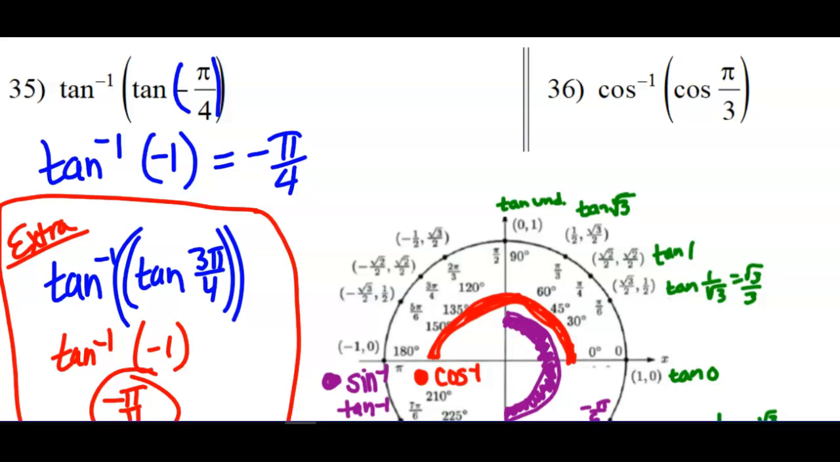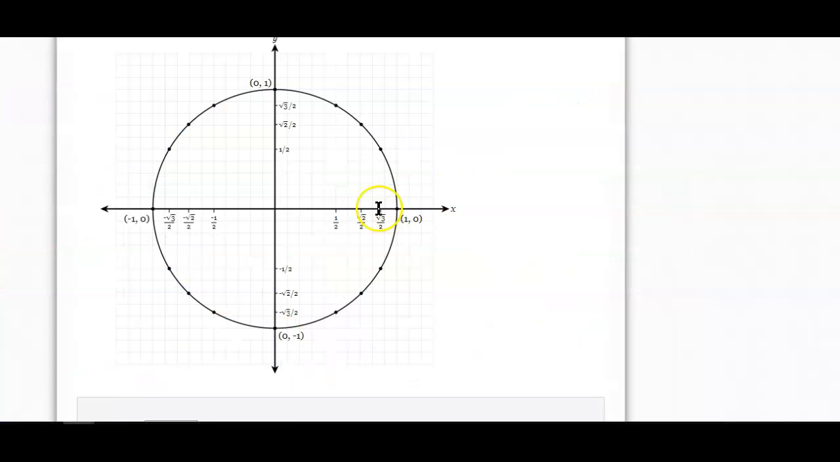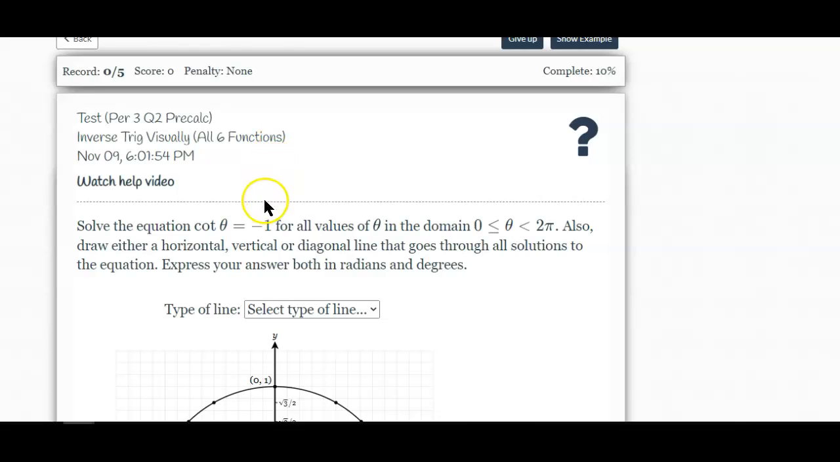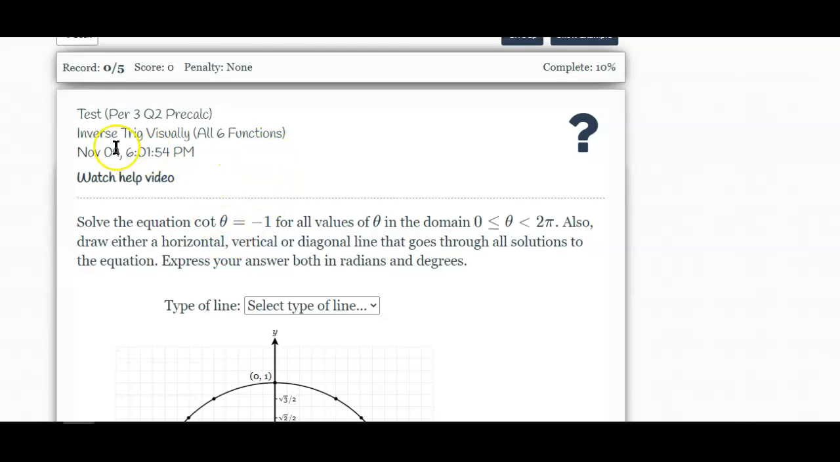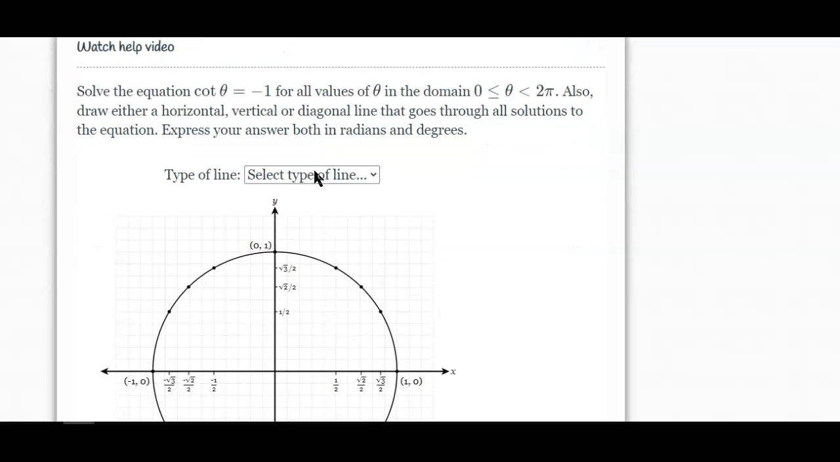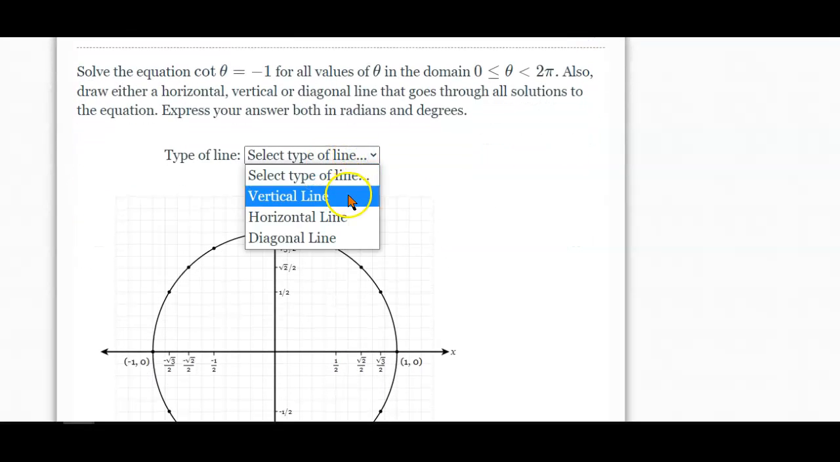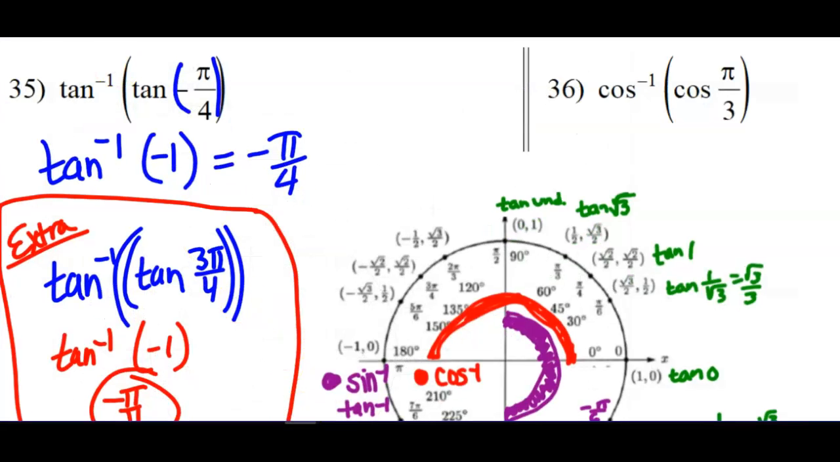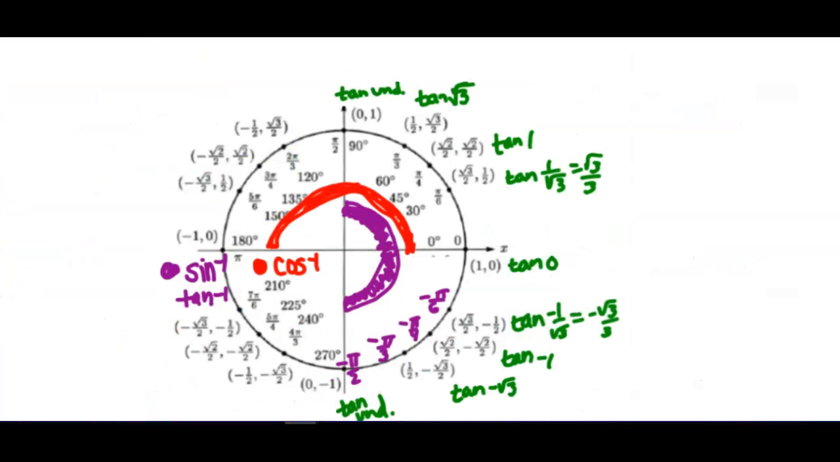I want to take a minute and go into Delta Math real quick and show you what your assignment is going to be. Some of the assignment questions are on this section called Inverse Trig Visually, L6 Functions. And what you are to do is to decide, is it a vertical line, horizontal line, or diagonal line? What that means, let me go back to my slides and write this down for you so you can refer to it later.